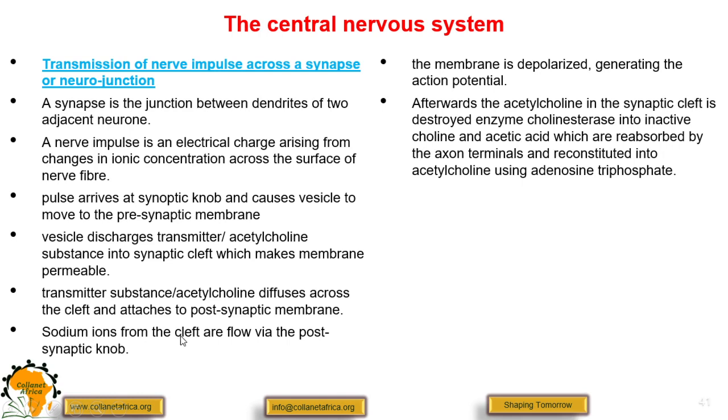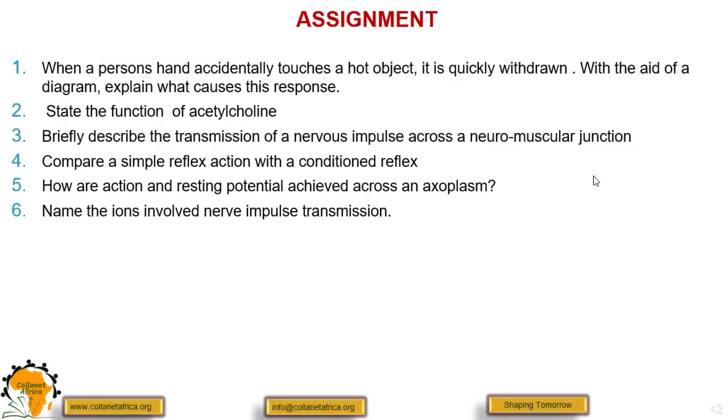It results in sodium ions from the cleft flowing through the postsynaptic membrane, and in that case the membrane is said to be depolarized and an action potential is generated. After that, the acetylcholine in the synaptic cleft is destroyed by the enzyme cholinesterase into inactive choline and acetic acid. These two are reabsorbed by the axon terminals and reconstituted to make acetylcholine using adenosine triphosphate.